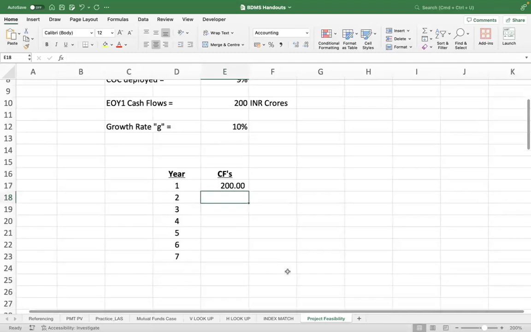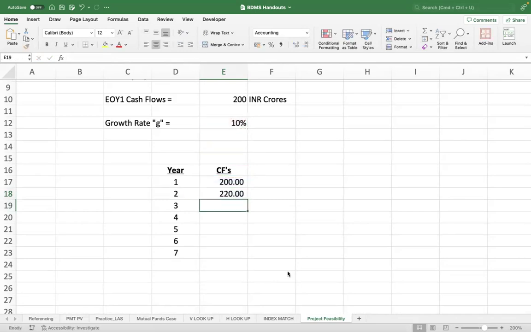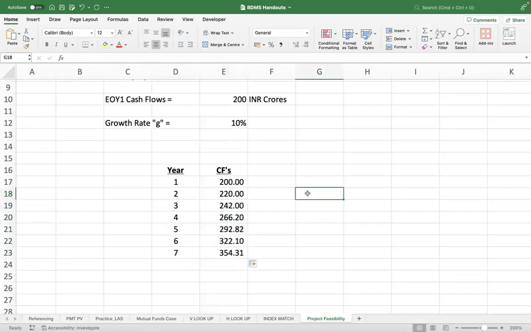So all I need to do is the next year cash flow is the previous year cash flow into 1 plus 10%. Now, can I simply drag this? No, because 10% should be a static reference. So for the static reference, I freeze my rate and then drag it down. So this becomes my cash flows for 7 years.